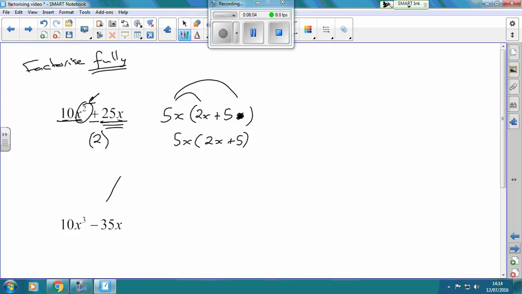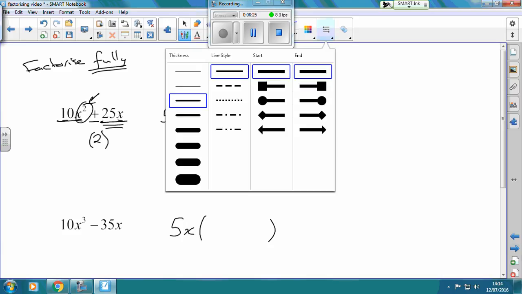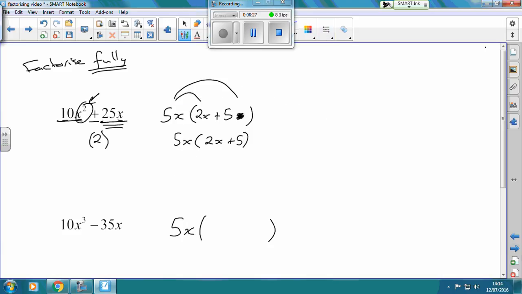Okay, let's have a look at the next one down here. So we find the biggest number that goes into both of them, and that's going to be 5 again. And again, there's an x in here, there's 3 x's here and there's 1 x here, so there's at least 1 x that goes into both of them. So then what do we multiply 5x by to get 10x cubed? So the number is going to be 2 to make 10, 5 times 2 is 10, but we want x cubed. So at the moment we've only got 1 x here, and we need to have x cubed, so we need to have 3 of them. So we need to have 2 more, so that's going to be 2x squared.